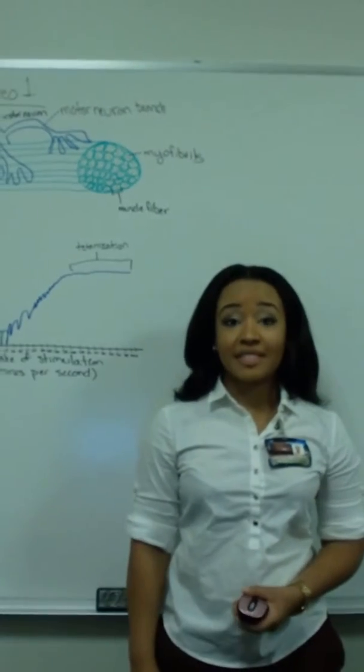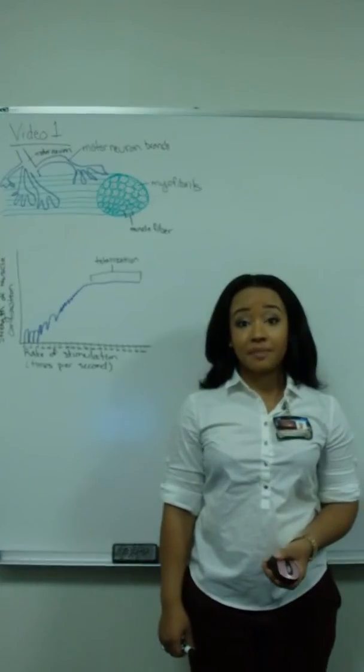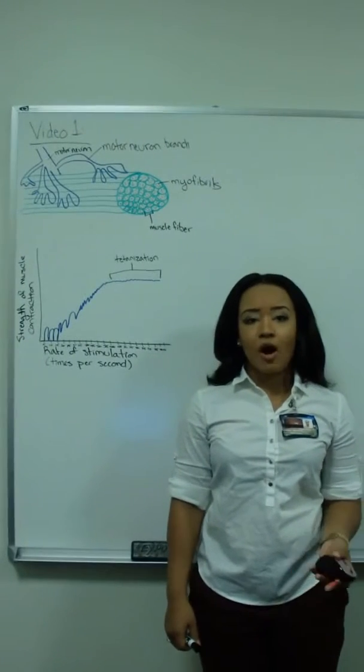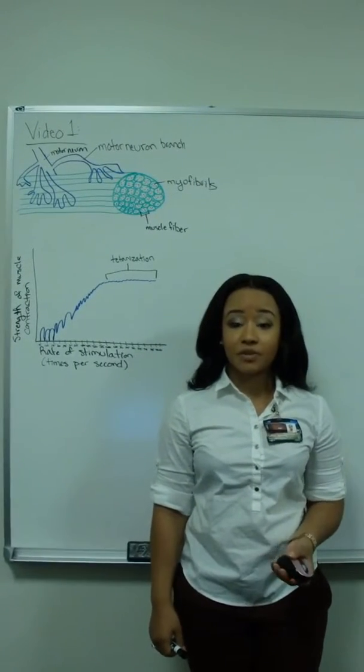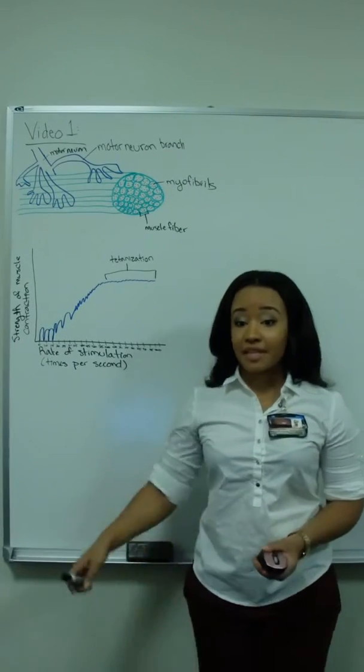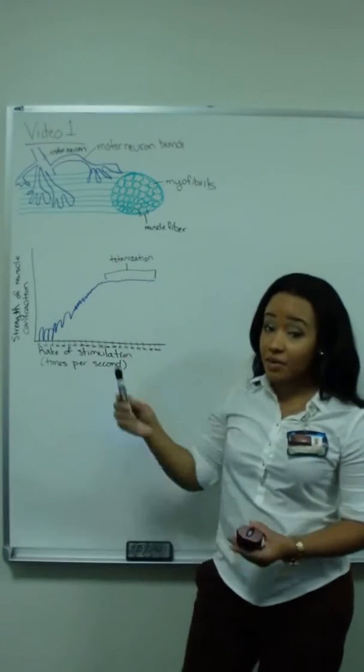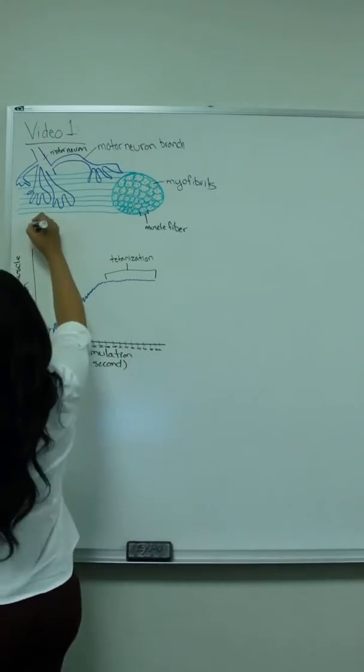Good afternoon, everyone. Today I will be talking about motor unit summation and tendinization of muscles. So what is a motor unit exactly? All muscle fibers are innervated by a single nerve fiber. Each motor neuron that leaves the spinal cord innervates multiple muscle fibers. Together, they make up the motor unit.